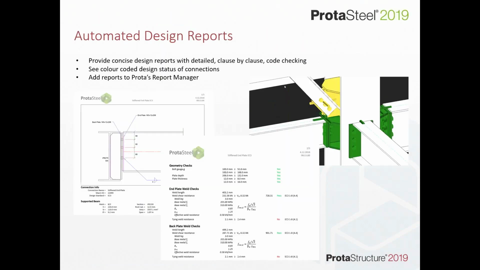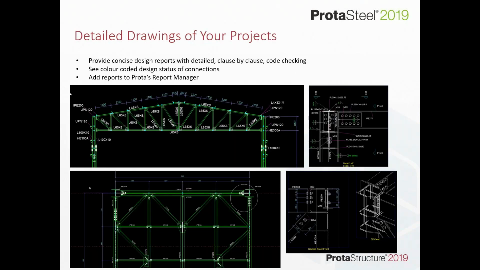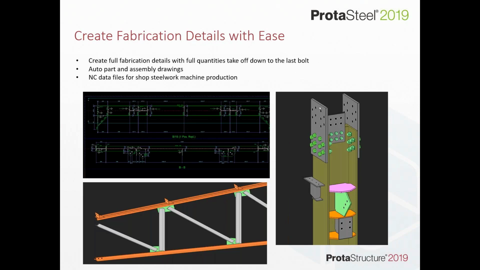All the design reports, as I mentioned, are documented. You can visualize these as well. They're all color-coded. So in the model, if you want to see if something's been designed, you can choose the visualization, and you can see whether that's satisfied the code or not. Obviously, we're then producing all the detailed drawings for your project, as well as going right down to fabrication detailing if that's what you require.